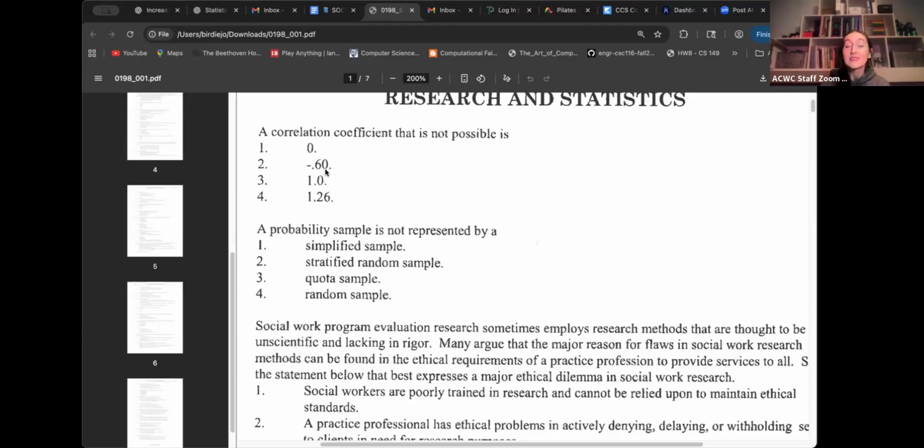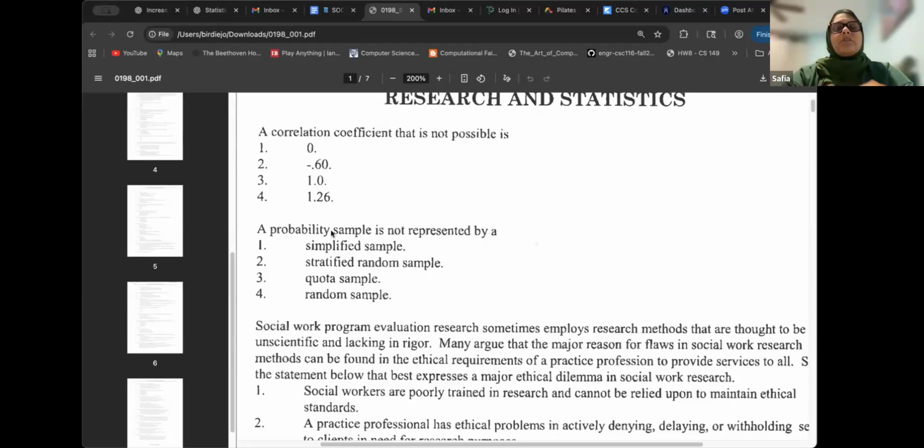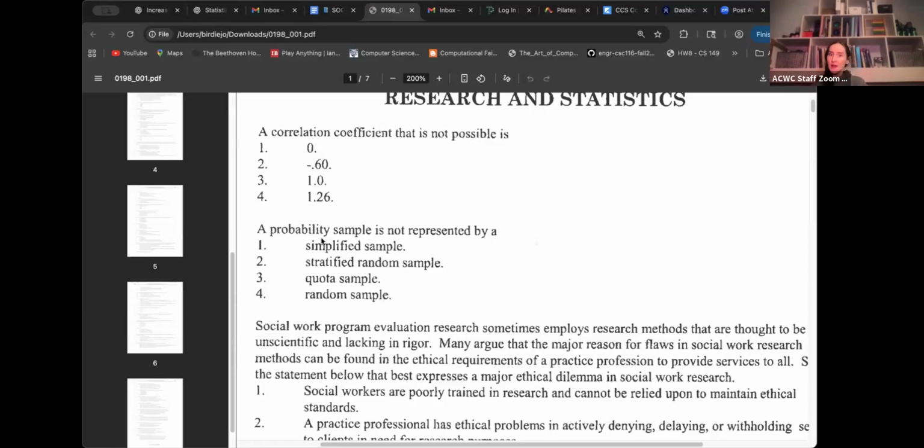Is -0.6 lower than -1? Yes, so that's a possibility. Can we get up to a +1? Yes, absolutely. But we can't go past 1 in either direction. So the one that's not possible would be. So I guess you could eliminate 4 and then you eliminate 2. We could definitely. So wait a second. A correlation coefficient that is not possible.